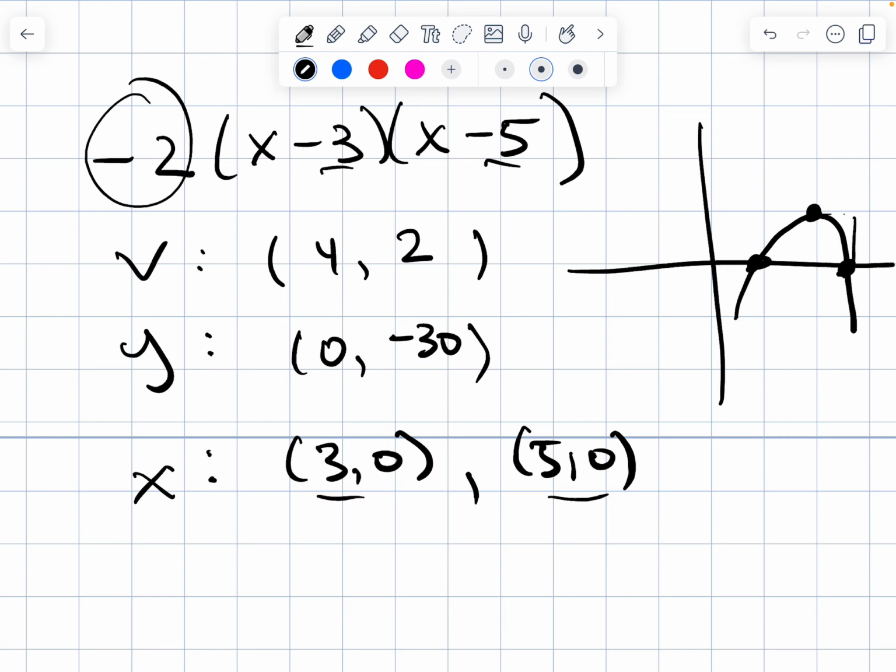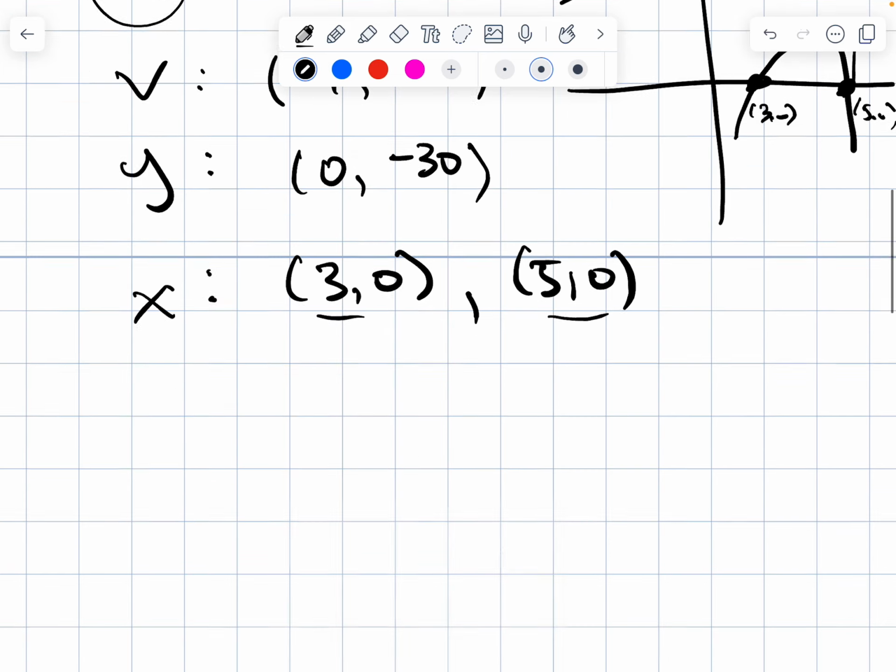If it does give me (3, 0), and if it does give you (5, 0), then that means you did it right. Okay, so go ahead and do a different one on the Desmos study guide and see how it works for you. Okay, let's talk about question number 10.